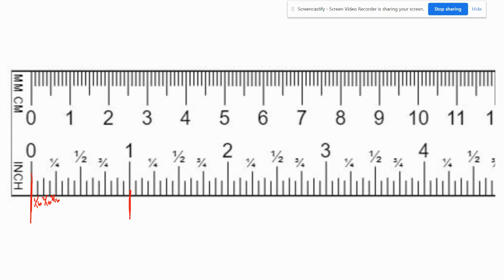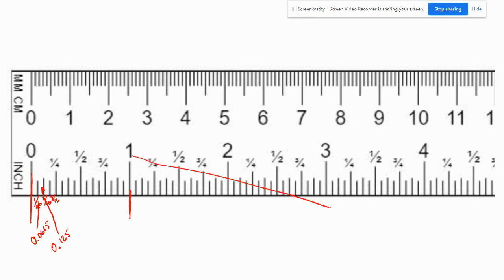Now, what if I want to see this as decimals? For 1 over 16, the first one, I can easily type on my calculator 1 divided by 16, and that is 0.0625. The second one, 2 over 16, if I want to see this as a decimal, is 0.125. The third one is 0.1875, then 0.25, and so on.